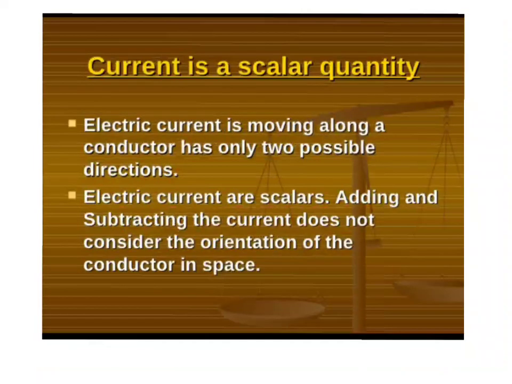Electric current is a scalar quantity. As you know, a quantity can be a scalar quantity or a vector quantity. If any quantity has two aspects, a magnitude and a direction, that is called a vector quantity, whereas if a quantity has only magnitude, that is called a scalar quantity. Electric current, though it has both magnitude and direction, is still considered a scalar quantity. There is a reason for it. The reason is that electric current has only two possible directions.